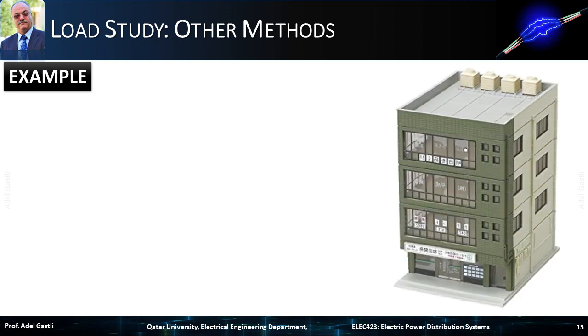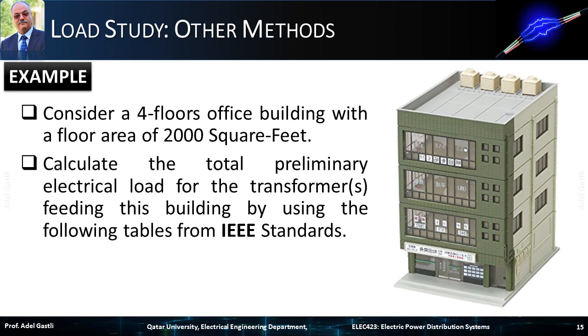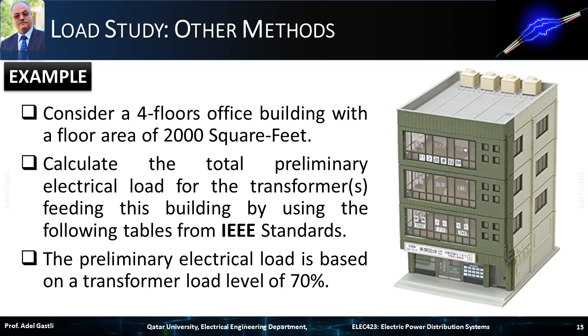In this example, we consider a 4 floors office building, with a floor area of 2,000 square feet. We need to calculate the total preliminary electrical load for the transformer feeding this building, by using the following tables from IEEE standards. The preliminary electrical load is based on a transformer load level of 70%.